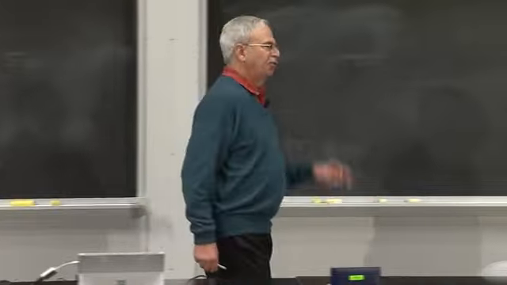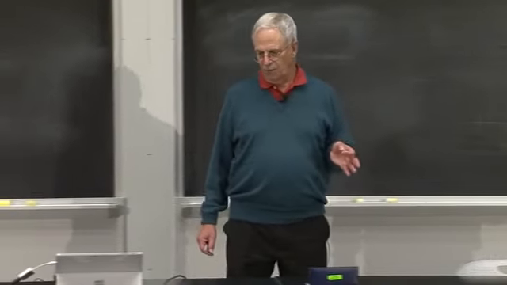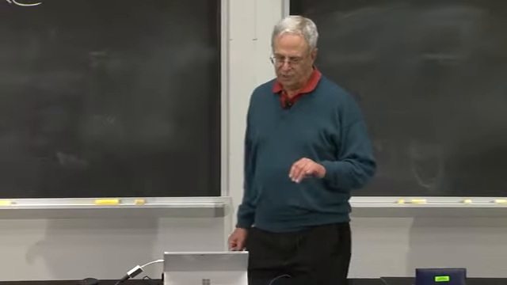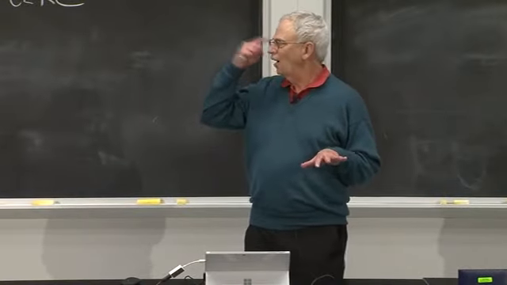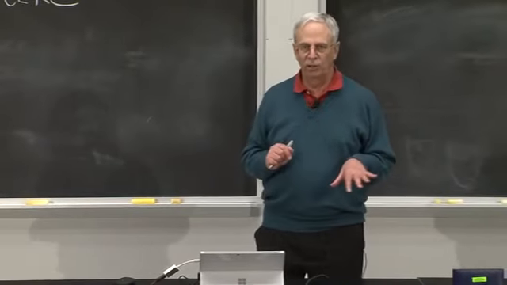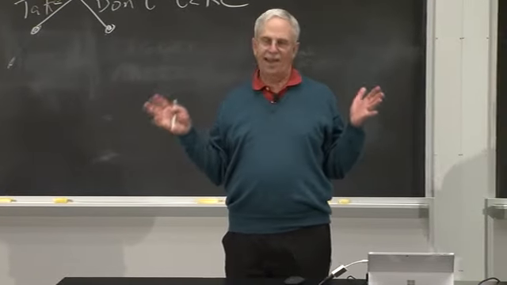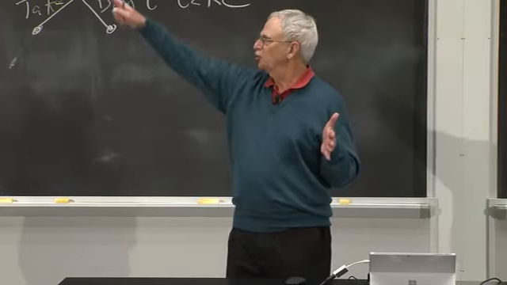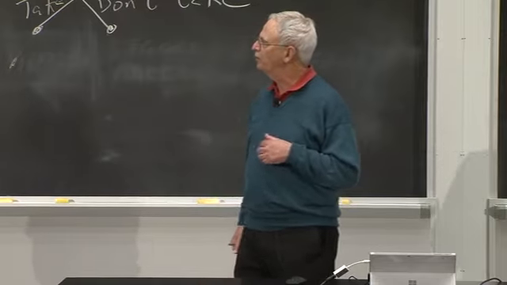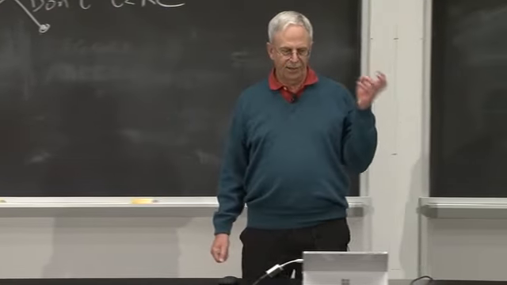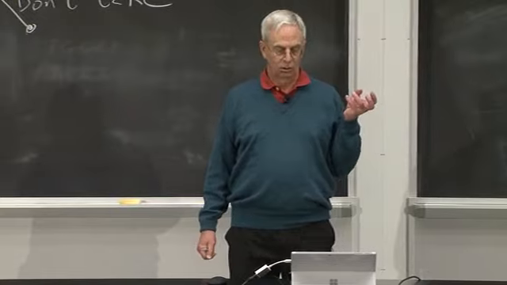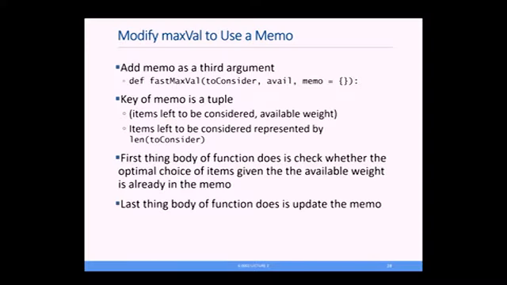All right, it's a small and easy step, and I'm not going to walk you through the code because it's kind of boring to do so, of how you modify the max val we looked at before to use a memo. First, you have to add the third argument, which is initially going to be set to the empty dictionary. The key of the memo will be a tuple: the items left to be considered and the available weight.